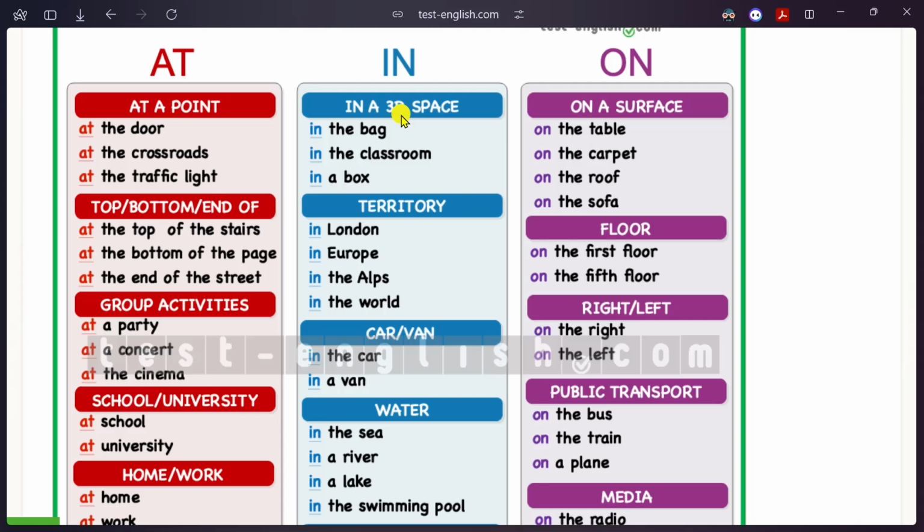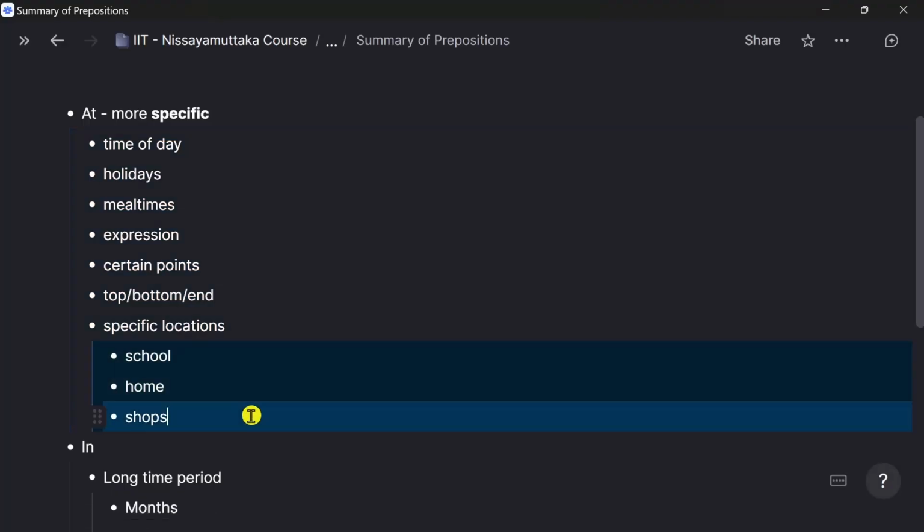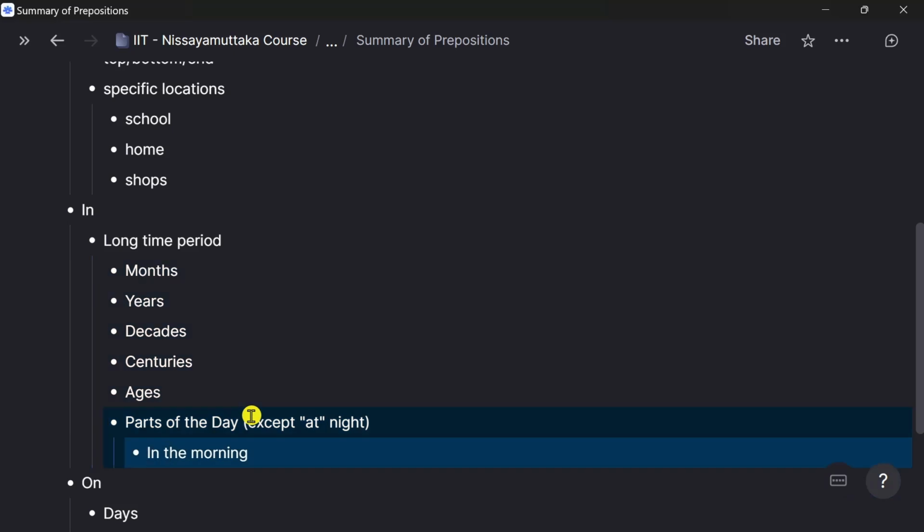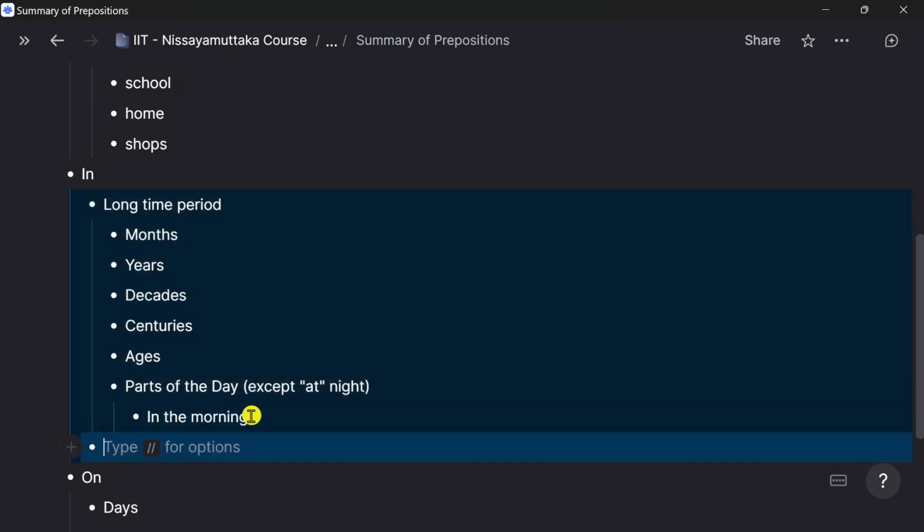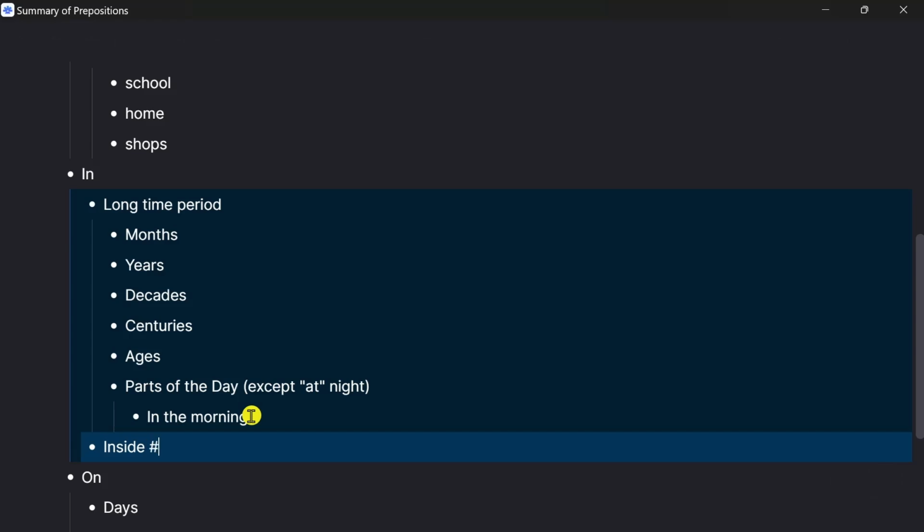Okay, so in a 3D space, in the classroom. Think of the classroom like a box. You're in the box, okay? In the classroom, in the box. So you're inside a place, then you use "in." We use "in" for inside 3D spaces.